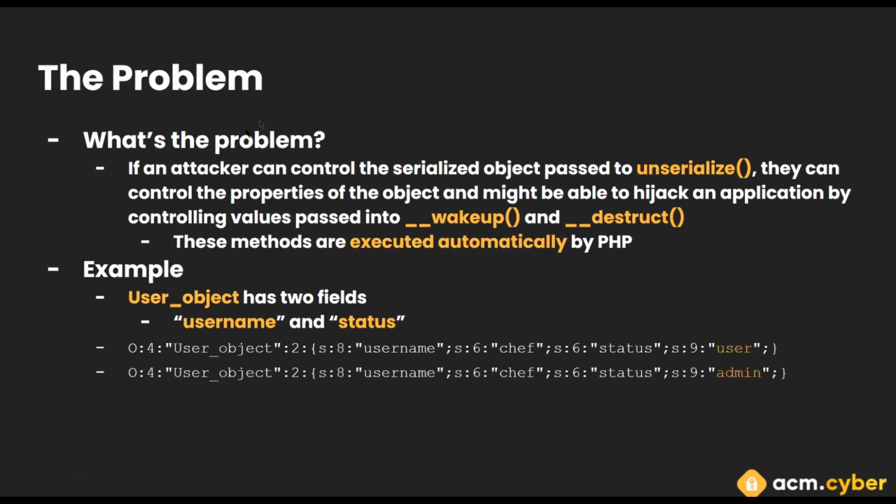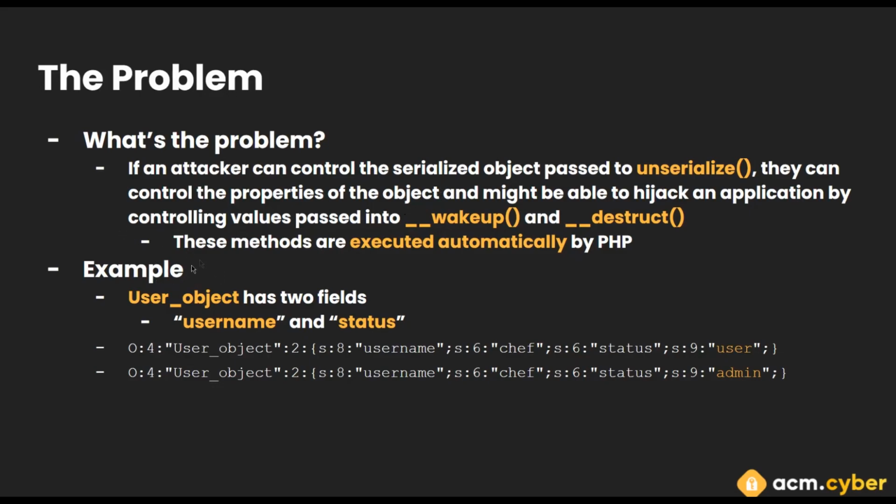So where's the problem? The problem is if an attacker can control the exact serialized object, or the string that's passed to unserialize, they can control the properties of that object and may be able to hijack an application by controlling the values and what happens in the wakeup and destruct functions. Again, these are executed automatically. So the only way to catch it is to correctly sanitize the user input.